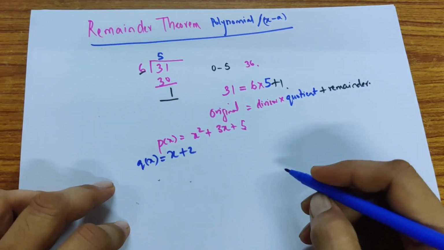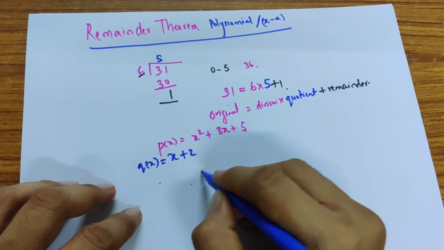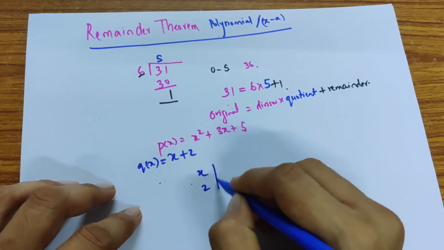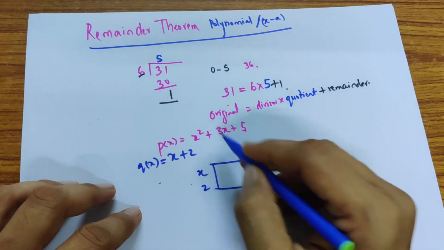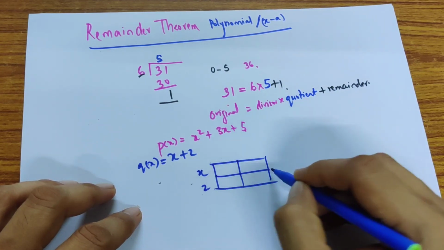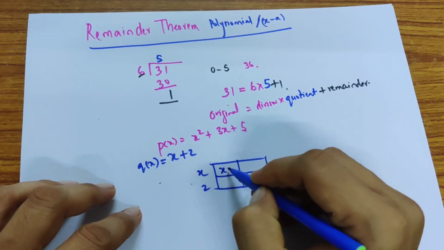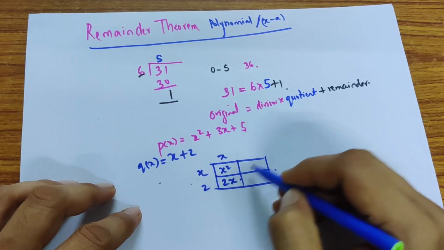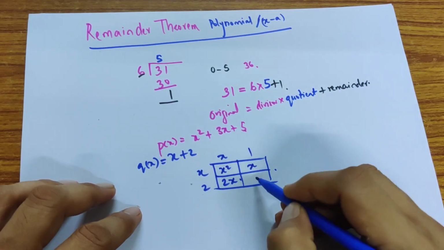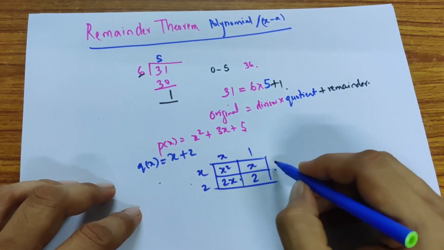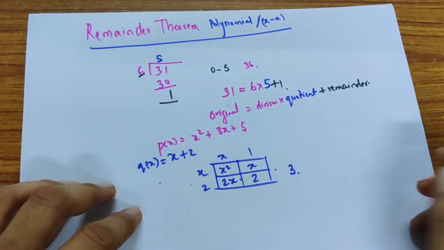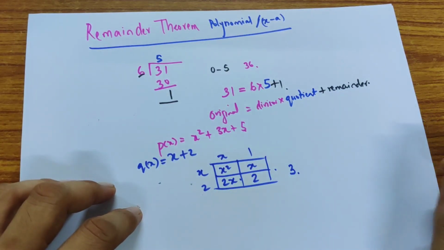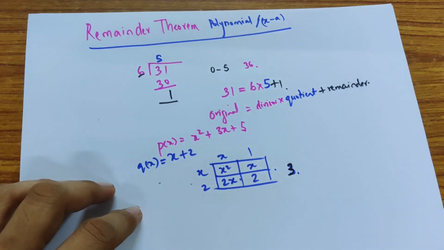When I divide p of x by q of x, there are many ways to do it, and one of the ways we've been looking at is to write it as a table. To get x squared, I need an x here, and that will give me 2x here. To get 3x, I already have 2x, I just need an x more, so I need a 1, and I'll only get a 2. That means my remainder is going to be 3.